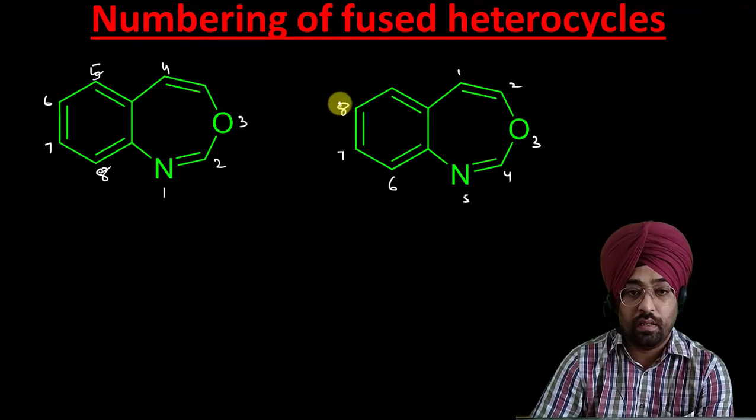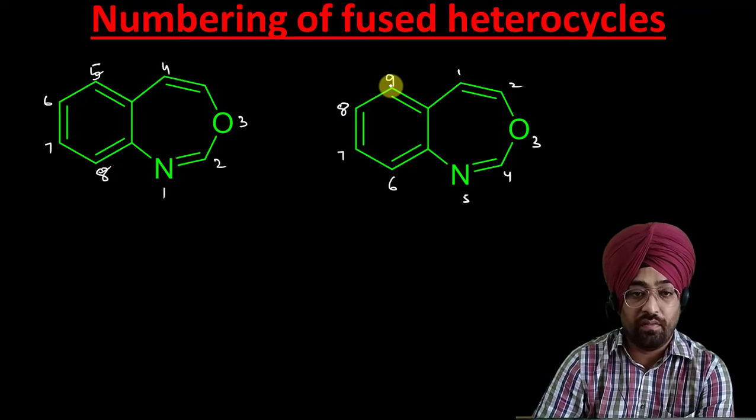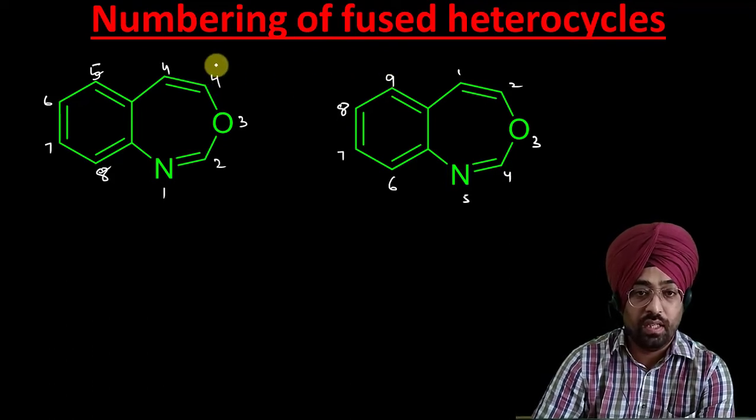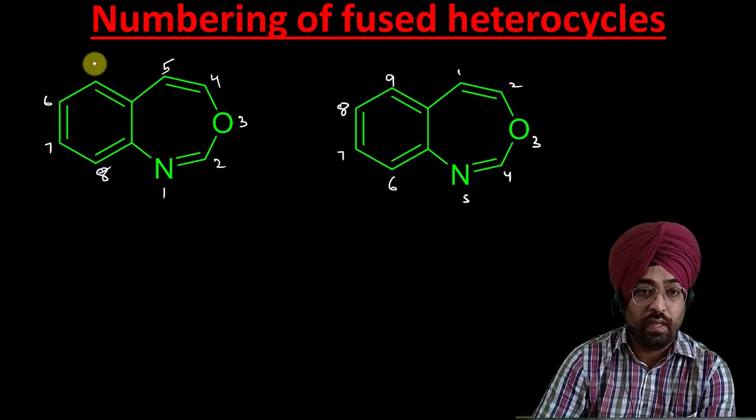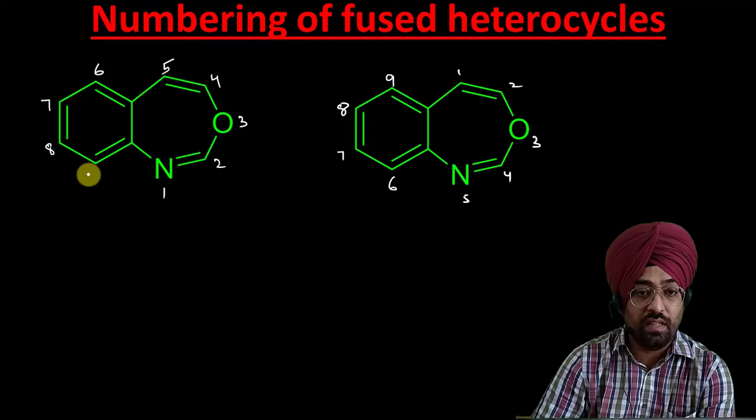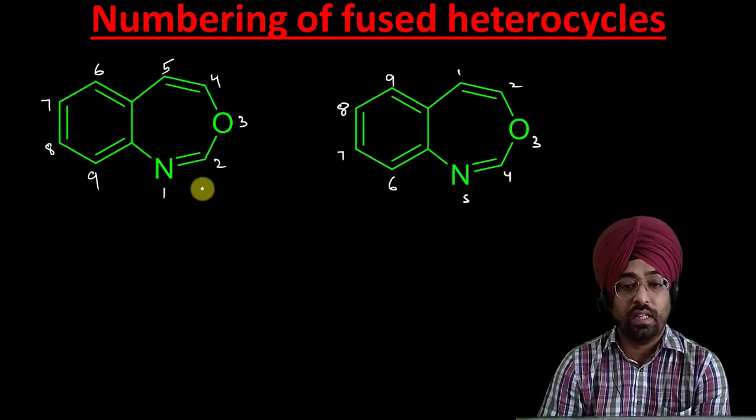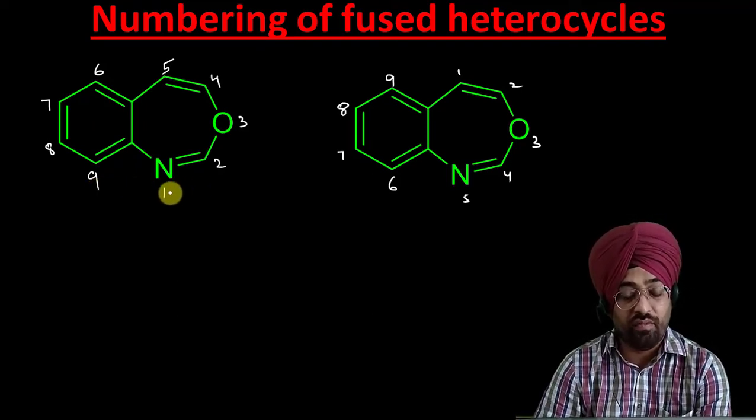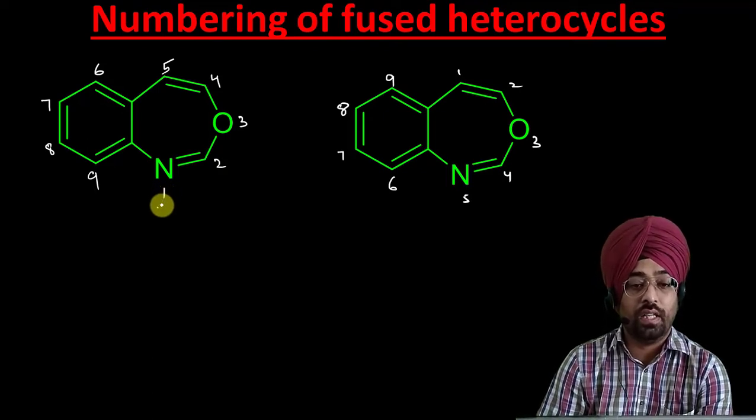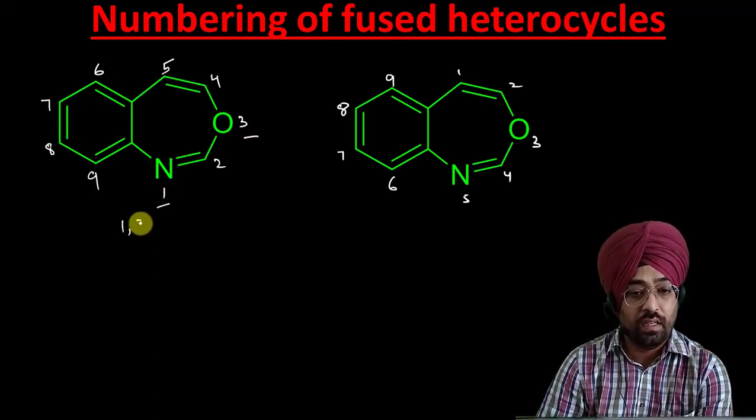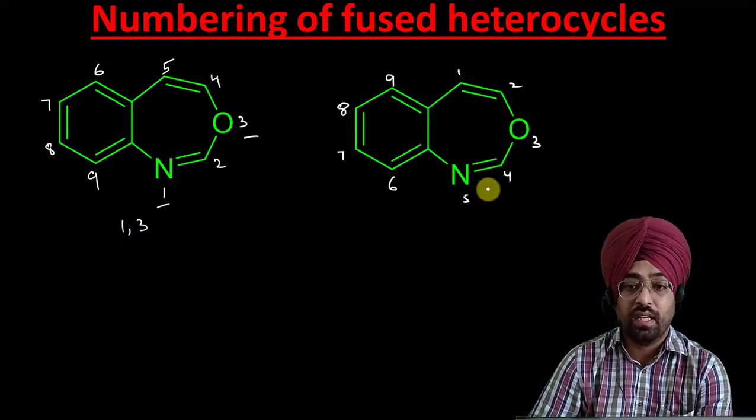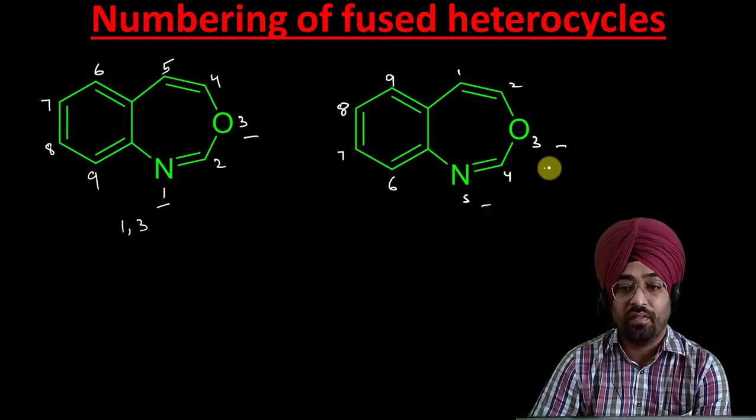8, 9. We skipped something previously: 1, 2, 3, so it was 4, sorry, it is 4, then it is 5, 6, 7, 8, which was left by mistake, so it is 9. So that's how there are two possibilities. Now the rule says that we have to give the lowest possible locant to the heteroatom. So here the locant positions are 1 3. And here the locant positions, you can see, are 3 and 5. So 3 5.